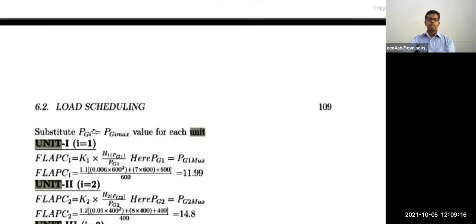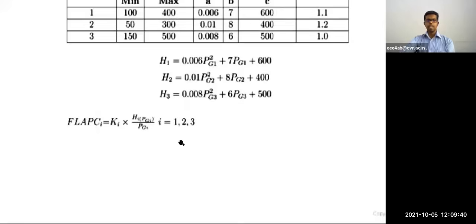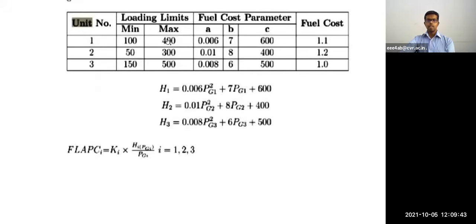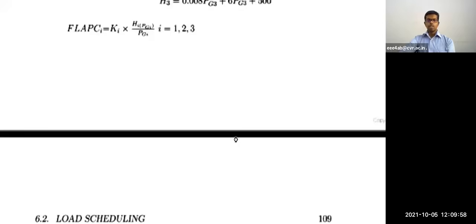In that you need to substitute PGI equal to PGI maximum for each generating unit. So for unit 1, I is equal to 1. FLAPC 1 is equal to K1 into H1 of PG1 divided by PG1, substituting PG1 as PG1 maximum. What is the maximum loading limit given? For the first generating unit, it is 400 megawatt. Similarly, for the second generating unit 300 megawatt, and for the third generating unit the maximum loading limit is 500 megawatt. You need to substitute that over here.